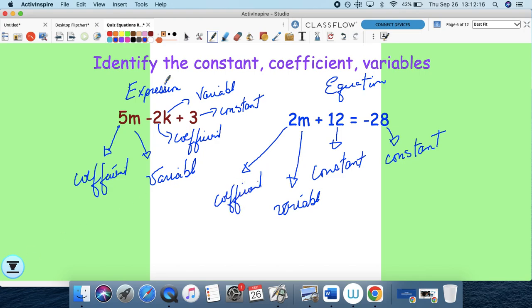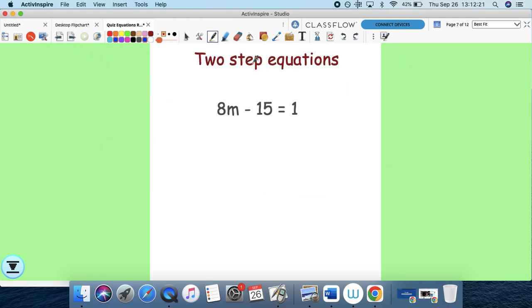Okay? So make sure you know the parts. Two-step equations. Well, I have a number that I'm thinking of called m. It's being multiplied by 8. So let me write that over here like this. I am thinking of a number.